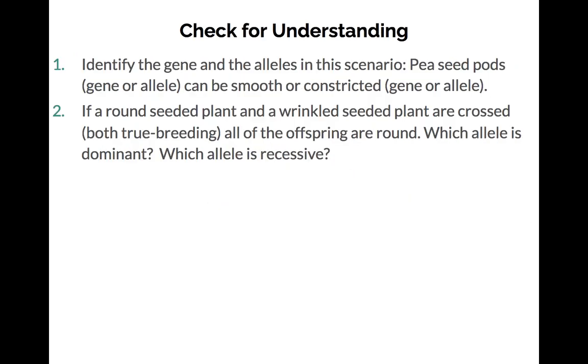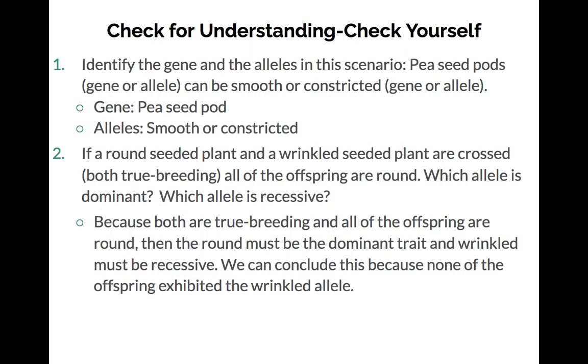So, first check for understanding. Pause here, read this, and try this on your own. Alright, so first check yourself. Okay, so for number one, the gene would be the pea seed pod. Okay, and then the allele would be the two possible things or appearances of the pea seed pod. So that would be smooth or constricted.